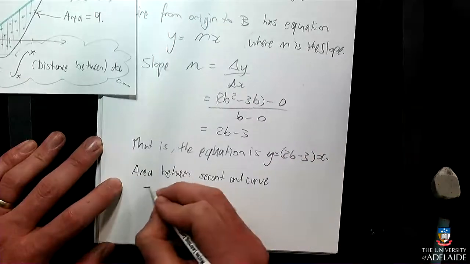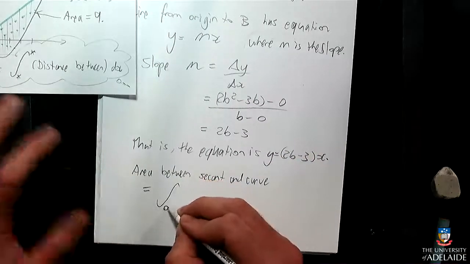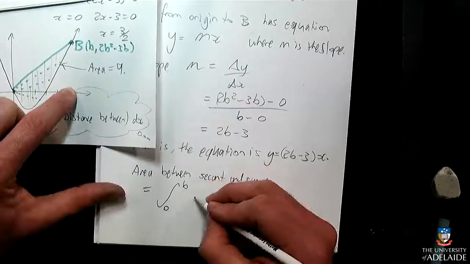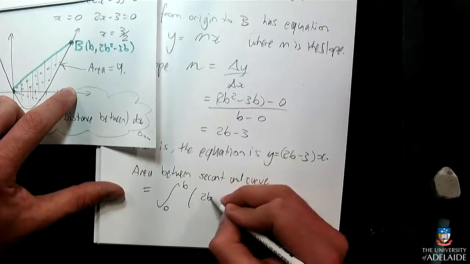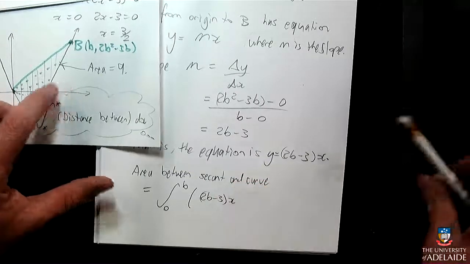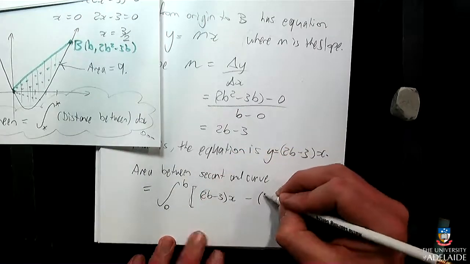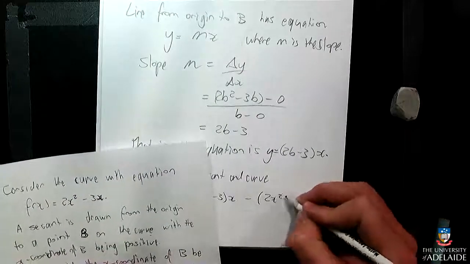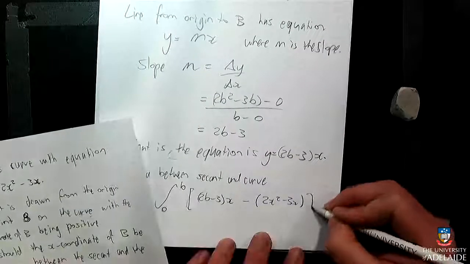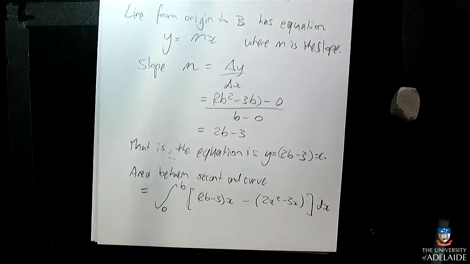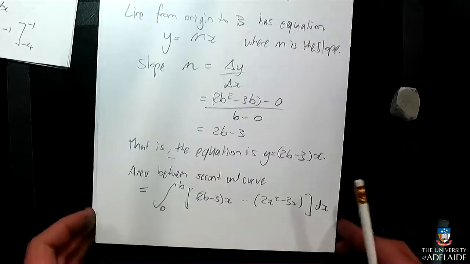The area between the secant and the curve is the integral from 0 at the left to b at the right of the top function, which is 2b minus 3x, minus the bottom function, which is the curve, which is 2x squared minus 3x. That square bracket is just a different shape of bracket so that I can tell where the differences are. So tell the difference between these brackets.